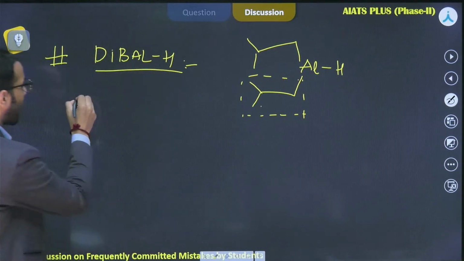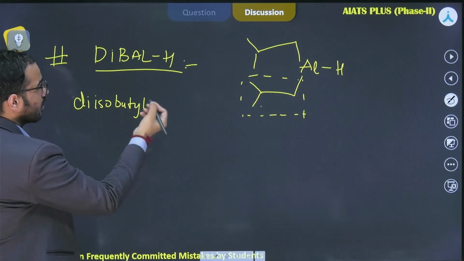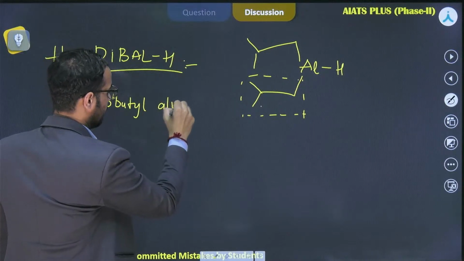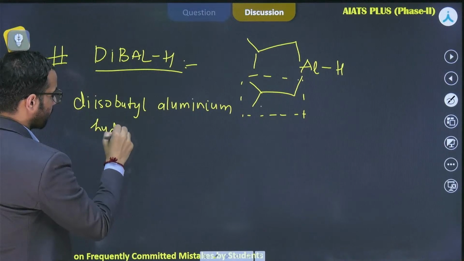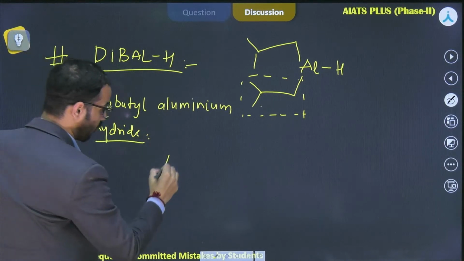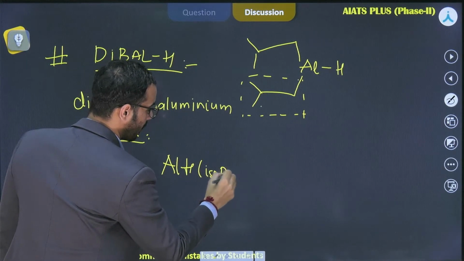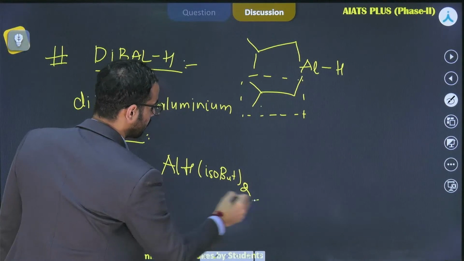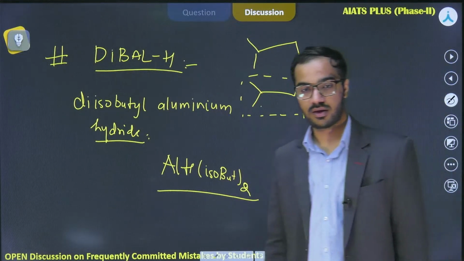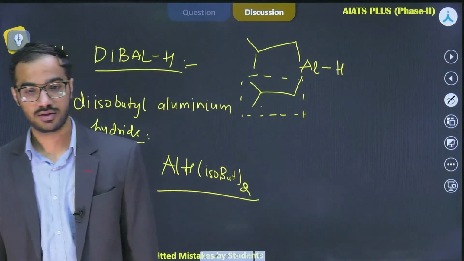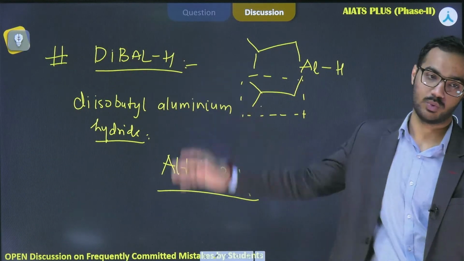So diisobutyl aluminium hydride, and we are writing it in the form like AlH, isobutyl twice. Absolutely correct. Diisobutyl aluminium hydride is the full form of this reagent.